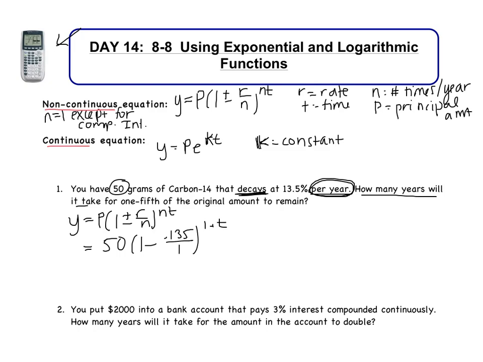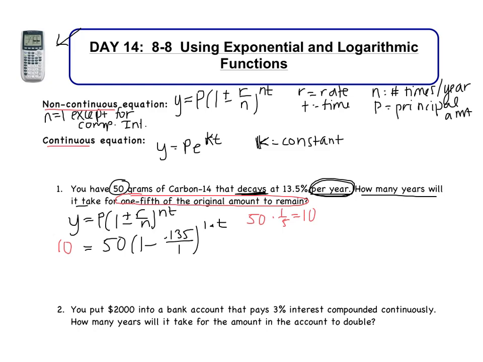That tells me that I'm looking for t. How many years will it take? I'm solving for time. This means I need to have a number for y. Well, it says how many years will it take for 1/5 of the original amount to remain? If I'm starting with 50 and I want 1/5 to remain, 1/5 of 50 is going to be 10. That's what I'm going to put in for y. And now I'm ready to solve.